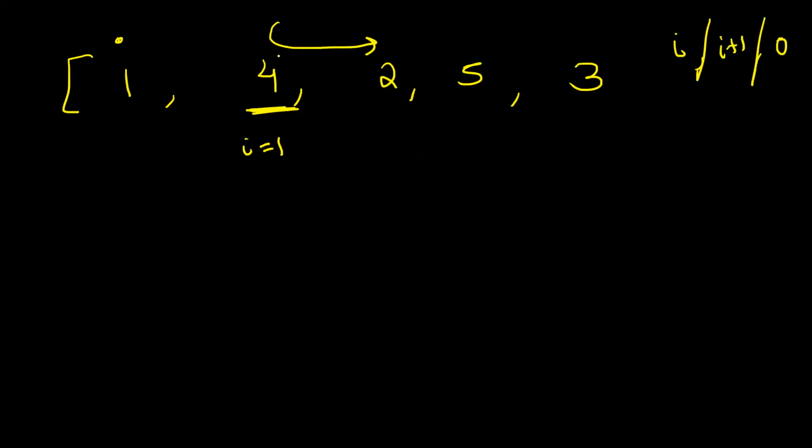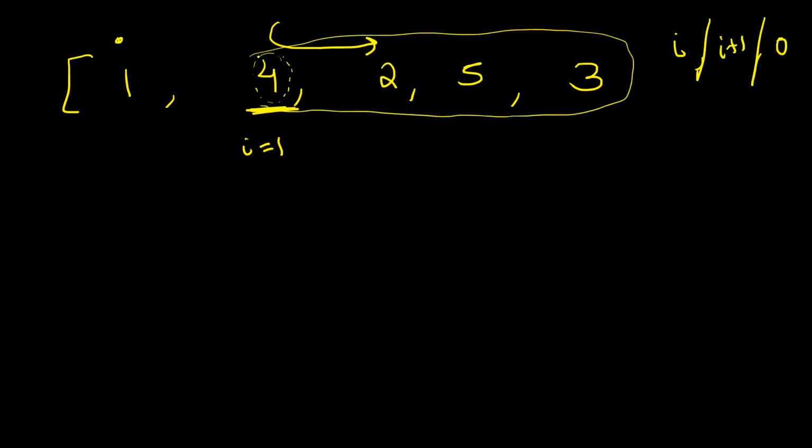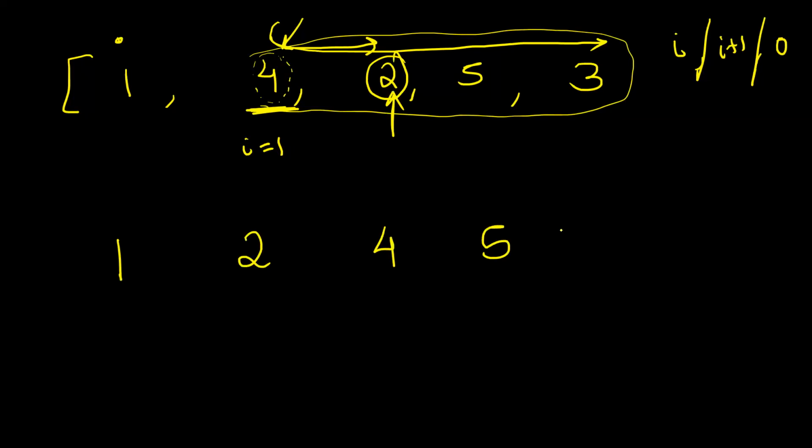Because this can be the minimum element, right? I want to search for the minimum element in this part. So this also can be. So I start searching from here. What is the minimum element in this part? The minimum element is 2. So what will I do? I will bring this 2 to index number 1. So what will happen? 1, 2, 4, 5, 3.